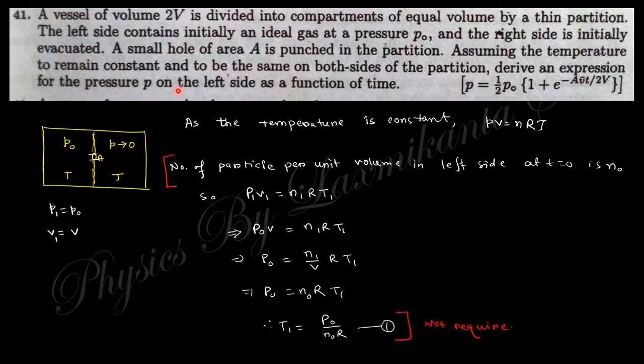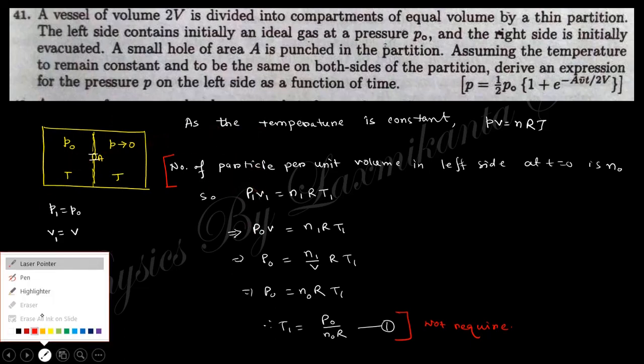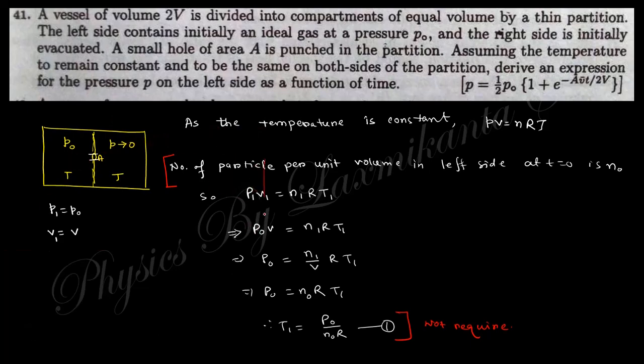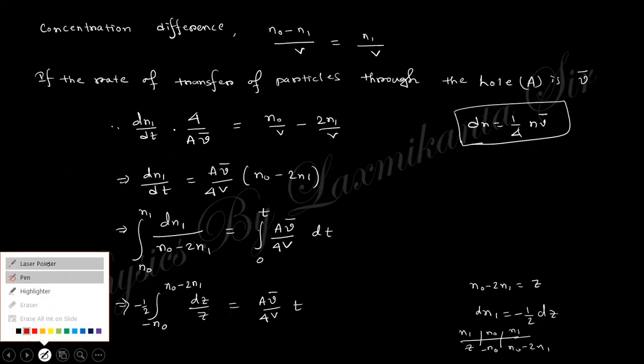A small hole with area A is punched in the partition. Assuming the temperature remains constant and the same on both sides of the partition, derive the expression for the pressure at the left hand side as a function of t. So we need to find out the pressure at the left hand side as a function of t. Okay, so this portion is not required here. You just cancel it.